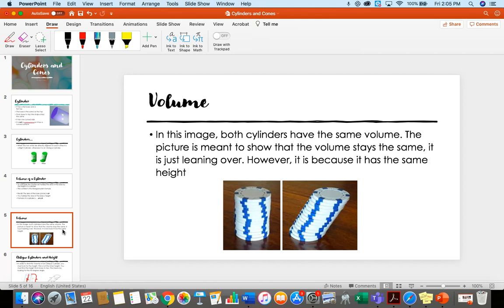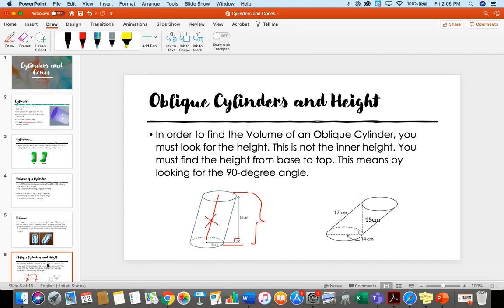So let's talk about volume. In this image, both cylinders have the same volume, and the picture is meant to show that the volume stays the same. It is just leaning over because it has the same height.